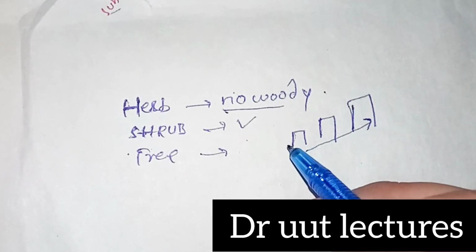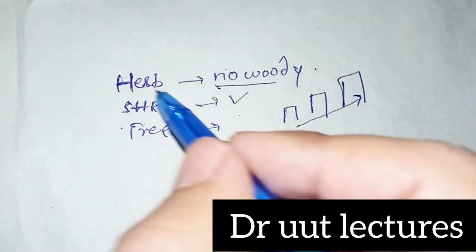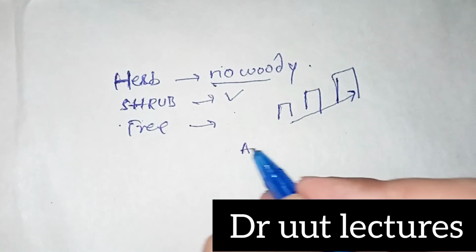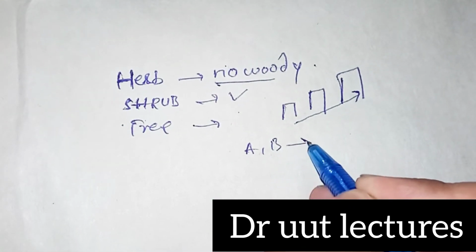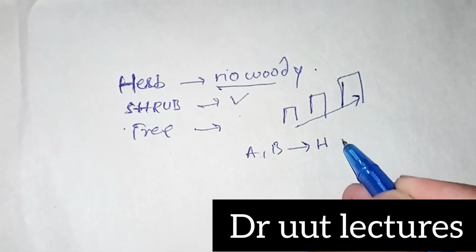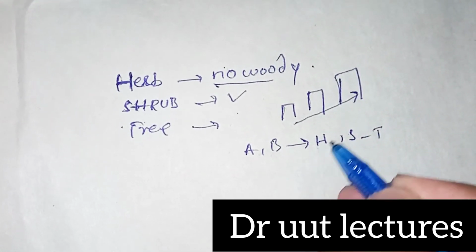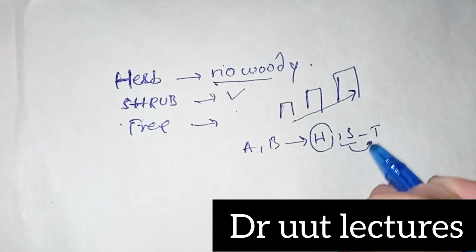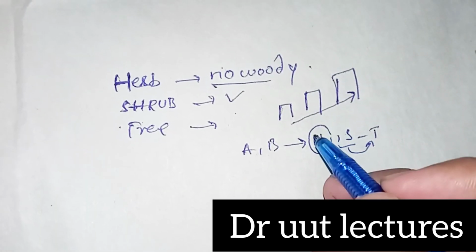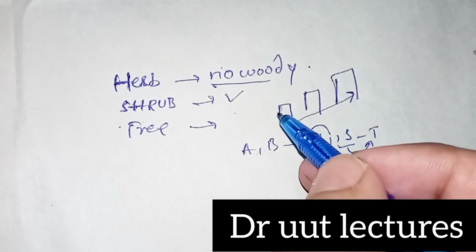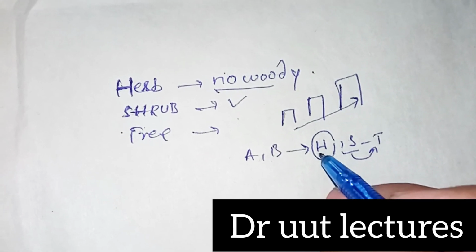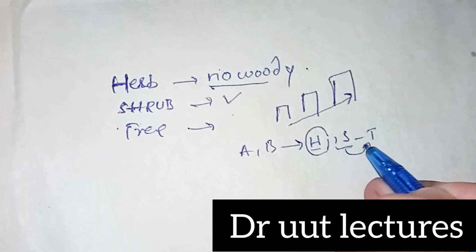So now let me tell you guys the trick to remember or to memorize herbs, shrubs, and trees. You know about A, B, C. So when you go through A, B, C, you will get first of all H, then S, then T. A, B, C, D, E, F, G, H, I, J, K, L, M, N, O, P, Q, R, S, T. So if you forget, remember that the herbs, shrubs, and trees are actually like this. First there is herb, then there is shrub, then there is tree.